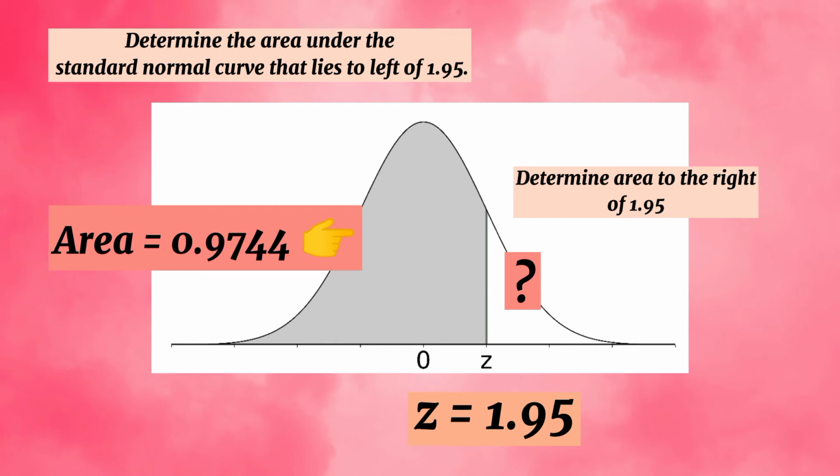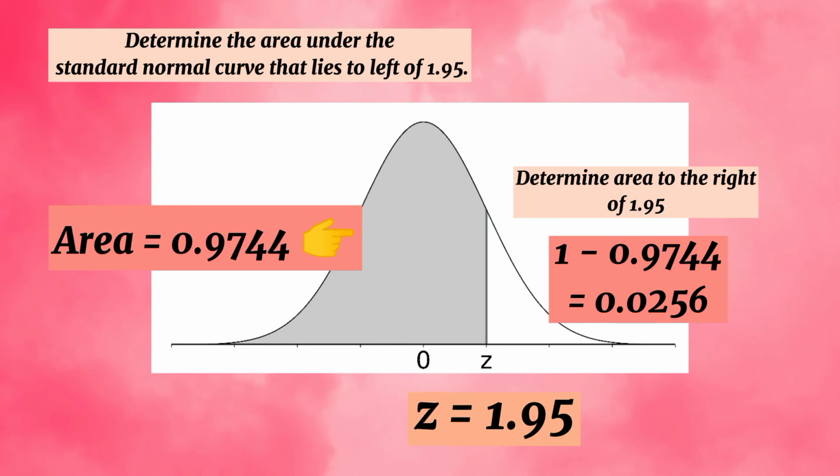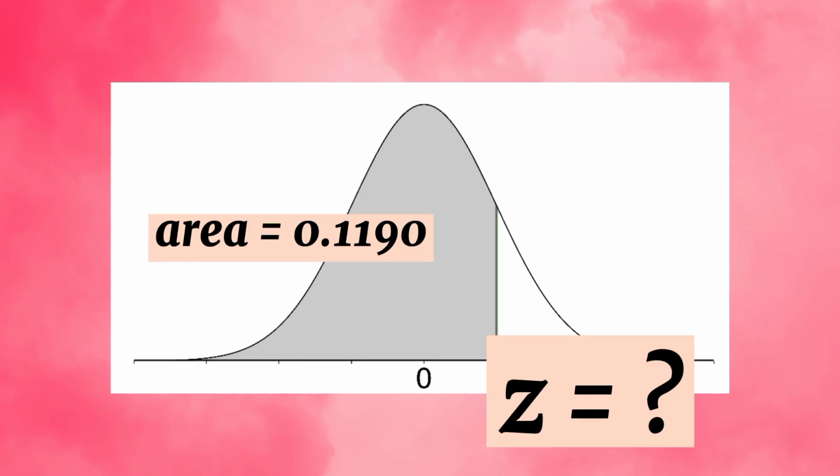From this, we can also determine the area to the right of 1.95. The total area under the standard normal curve must be 1, so the area on the right must be 1 minus the area on the left, which is 0.9744, and we will get 0.0256. From the area, we can also find the z-score using the table.